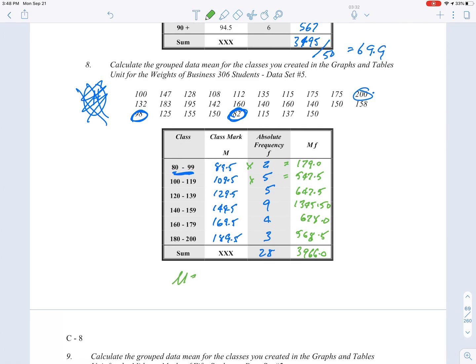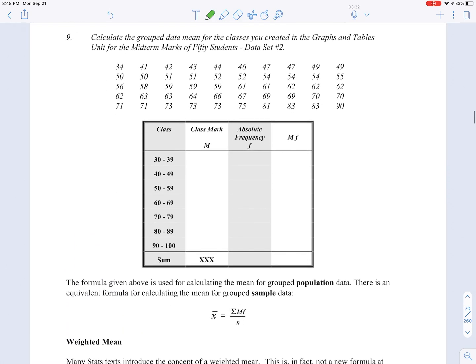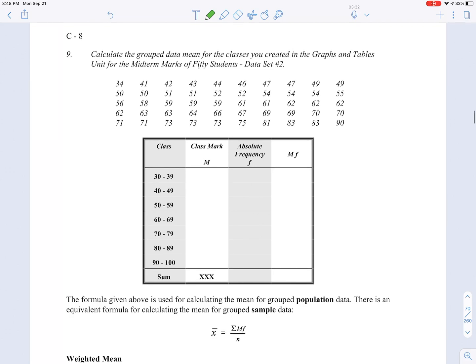So the mean is equal to the sum of the mf's over N, which is going to be 3966 over 28, which is 141.64. So the average weight of the Business 306 students is about 142 pounds. All right, that leaves you this guy here, and that's going to be done for homework.